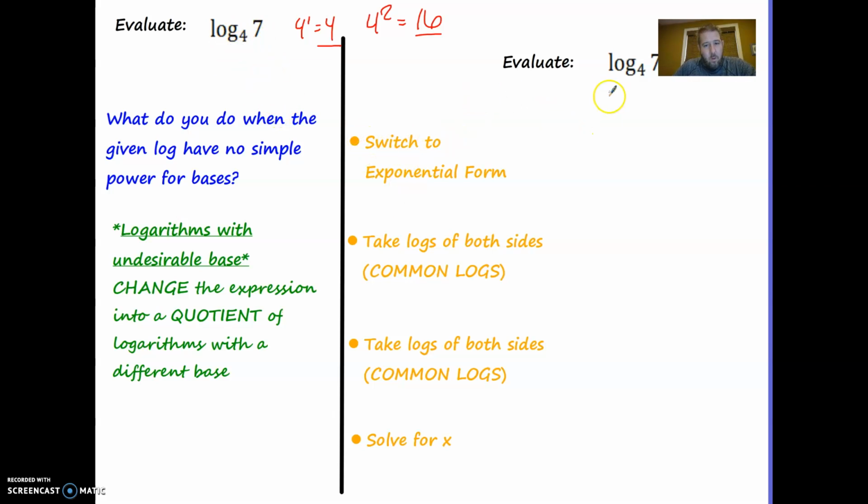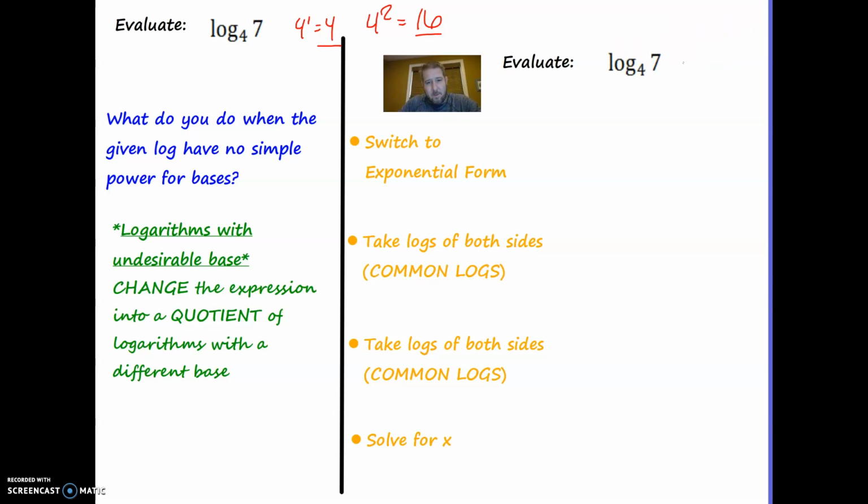So the way we're going to do that is we're going to follow these steps right here, which is we're going to switch it to exponential format. So I set this equal to x. That would be 4 to the x power equals 7, just like we did on the warm-up. Then I'm going to take log of both sides. As long as I do it to both sides, the equation is going to stay the same.